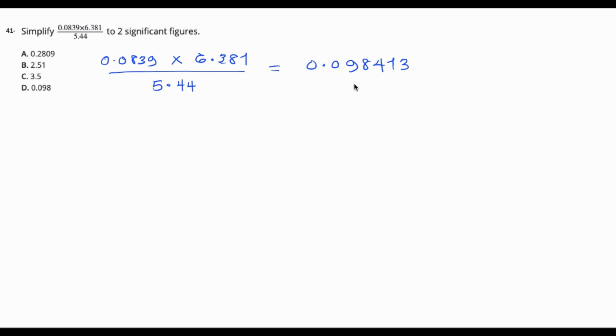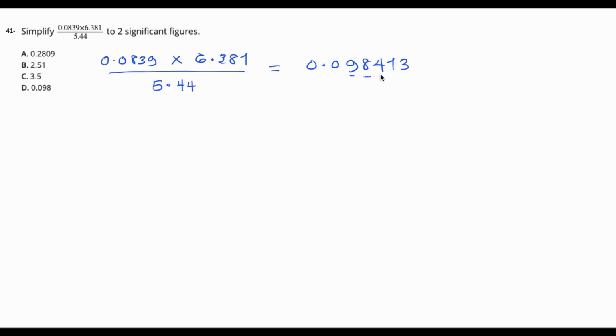about the first two figures that are non-zero numbers, not two decimal places, which should have been 1, 2, but two significant figures. That means we're going to ignore the 0 here. We're going to ignore the 0 here. This 9 is the first non-zero number. That's the first significant figure. And 8 here is the second non-zero number, which is the second significant figure.